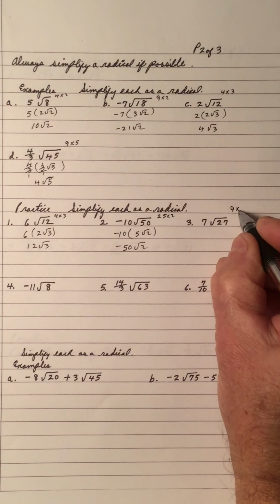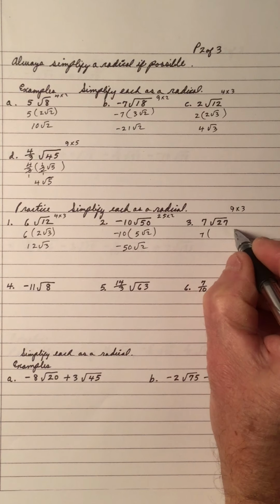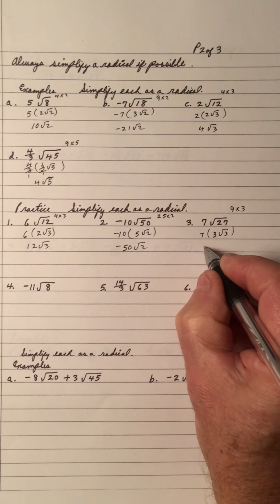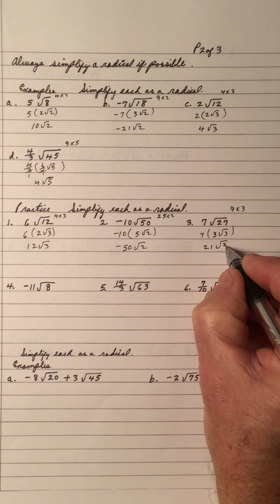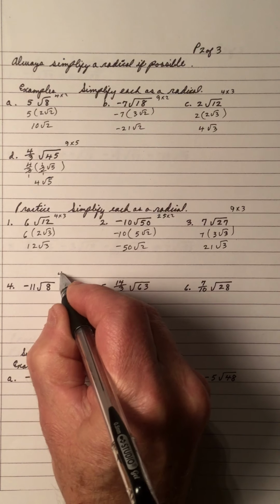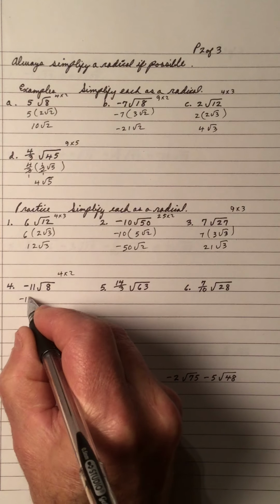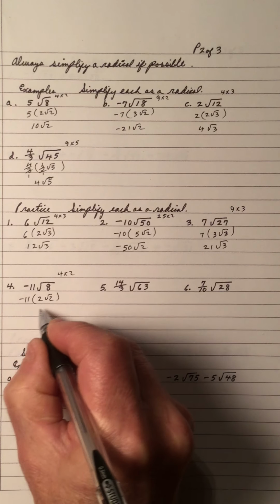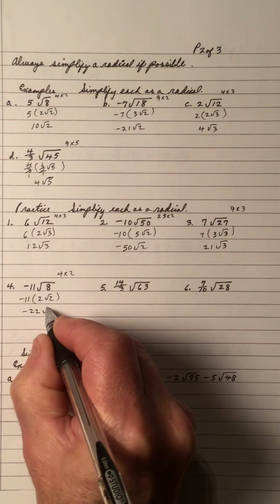27 is 9 times 3. So the square root of 9 is 3 root 3. 3 sevens are 21 root 3. And 8 is 4 times 2, so that's negative 11 times the square root of 4 is 2, root 2. Negative 22, root 2.